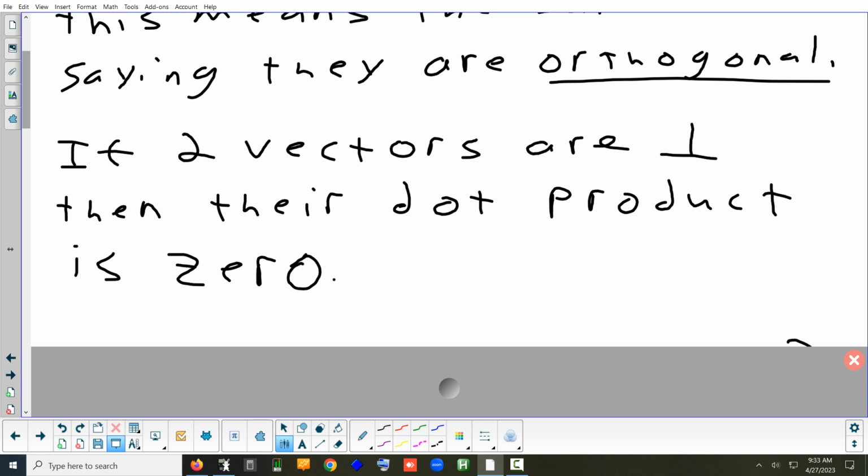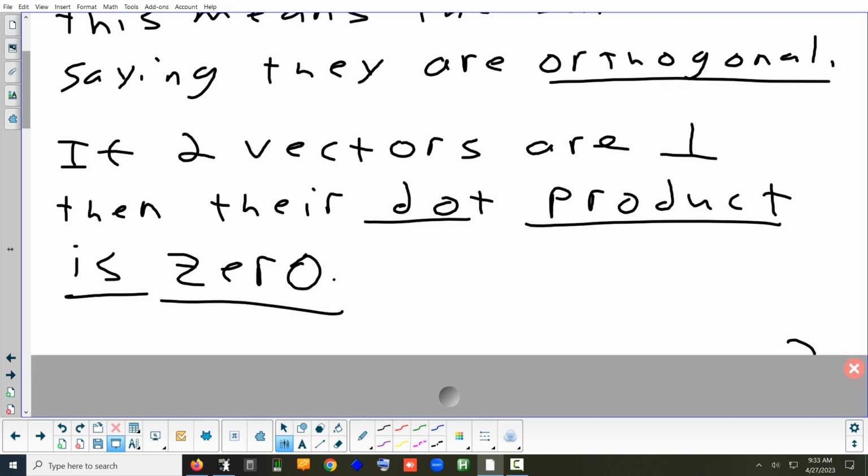So if two vectors are perpendicular, the dot product is 0. So it's a very quick way to figure out if they're perpendicular. You don't have to go any further. Dot product is 0, you're done. They're at a 90-degree angle, and the only time two vectors are perpendicular is at 90 degrees. Perpendicular means it has to be 90.